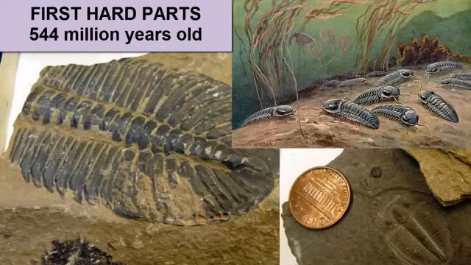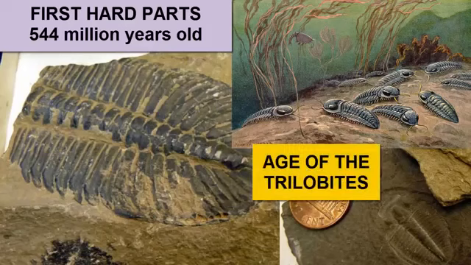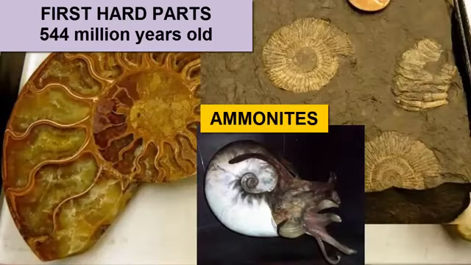544 million years ago, we see the first evidence of hard parts, thus contributing to many orders of magnitude more fossils forming, as hard parts make fossilization much easier. It was also the beginning of the age of the trilobites, crab-like animals with exoskeletons that scuttled across the seafloor. Ammonites came next, a nautilus-like cephalopod. Imagine a giant octopus-like organism living in an ornate hard shell and floating at various depths within the water column.